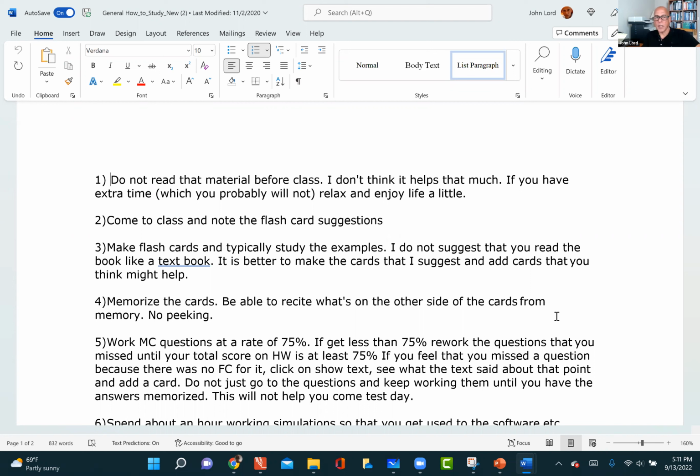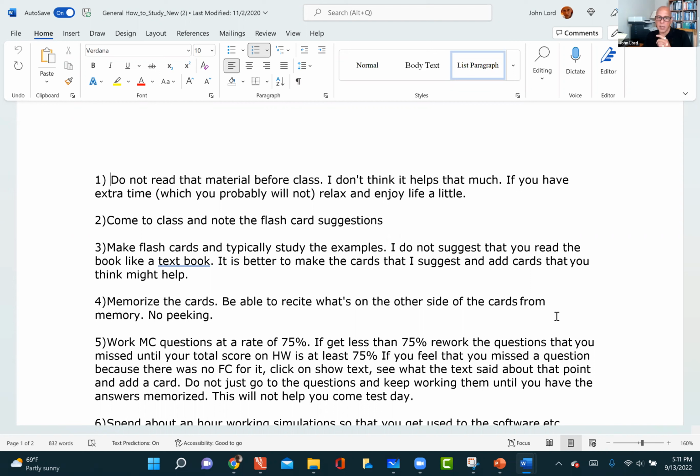If you keep working them over and over again, they're going to lose a certain amount of thinking that you have to do to answer the question. Pretty soon you'll just memorize what the answer was to the question, and that's not making you any stronger for CPA exam day. Then you should go through the task-based simulation.